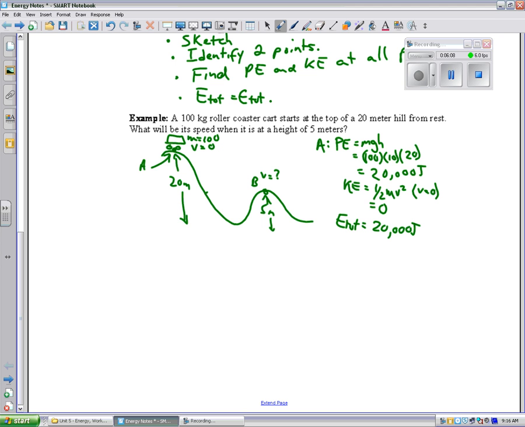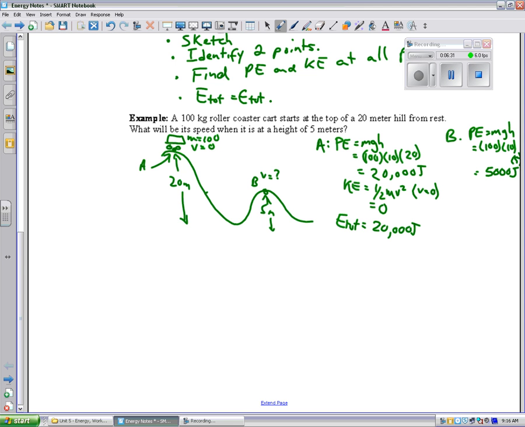Now, at B, we'll do the same type of thing. We'll do PE equals mgh. In this case, it's going to be 100 for the mass, times 10, times 5. That's going to give me 5,000 joules.